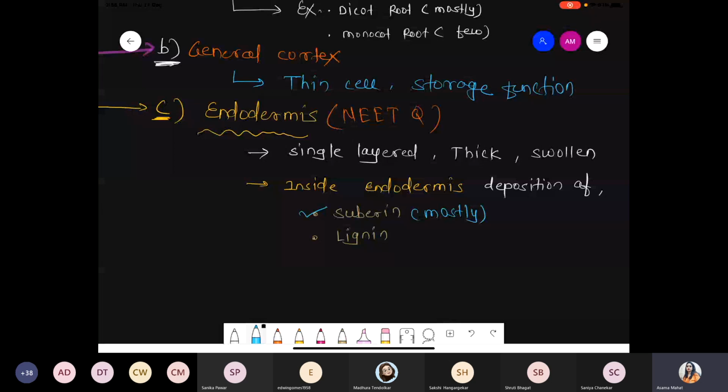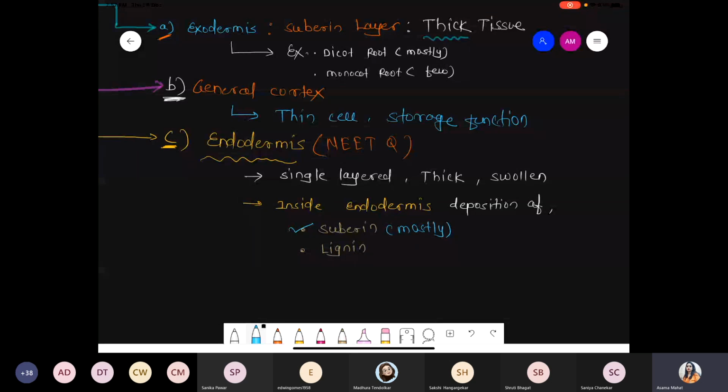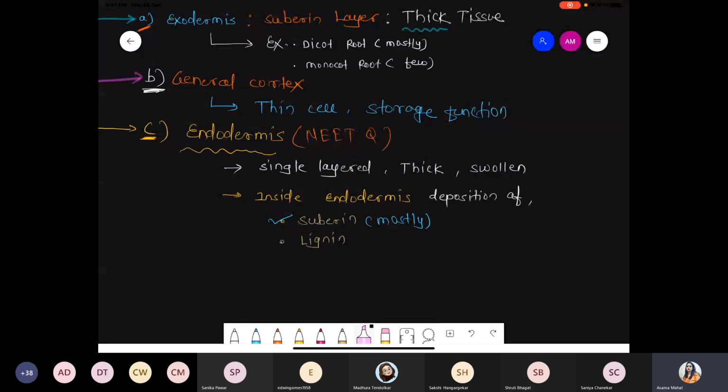You know very well, we are talking about the deposition part. मतलब ये कुछ तो काम करेगा, right? So in the root endodermis, these are single layer, swollen, thick cells, and inside the endodermis there is a deposition of material like suberin as well as lignin. Got it? Now what happened? Such deposition, deposition of suberin and lignin, can simply inhibit water movement. So if there is an endodermis and inside it a deposition of suberin as well as lignin, they block the movement of water.